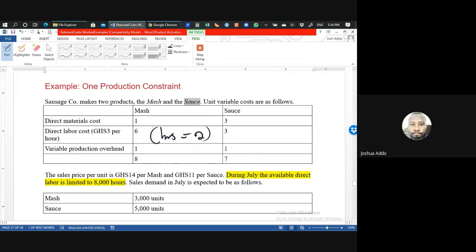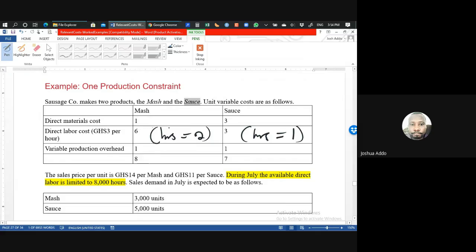So it is these 2 hours that we multiplied by the rate per hour, 3 cedis, that gave us the 6 cedis. And for sauce, the hours is equal to 1 hour. We multiplied 1 by this 3 cedis, and it gave us this 3 cedis as the cost. So note the simple mathematics involved in getting the hours required for the production of 1 unit of each of the 2 products, as I have done.